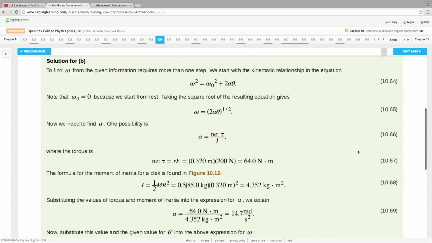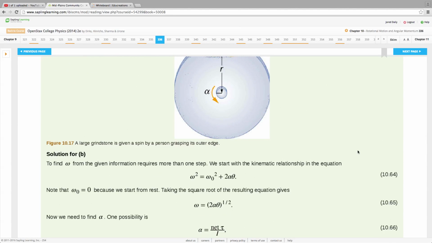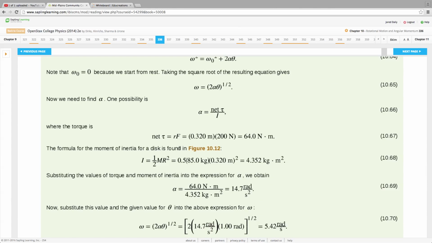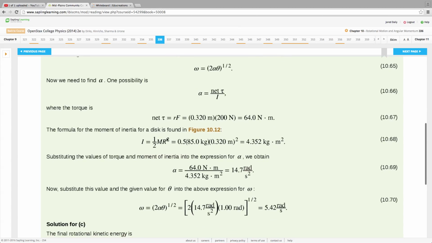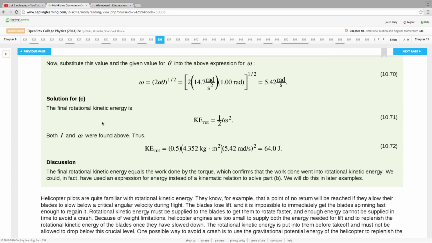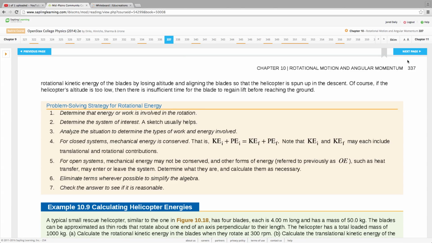Let's see here. They also want us to find the final angular velocity. Well, you're just going to use kinematic equations. That's all they're doing here. They're also using the net torque equals RF down there, but this is kinematic equations for the most part. And then down here in part C, it's the rotational kinetic energy again, so not too much difficult stuff here. Done it before, we just did it with linear stuff.